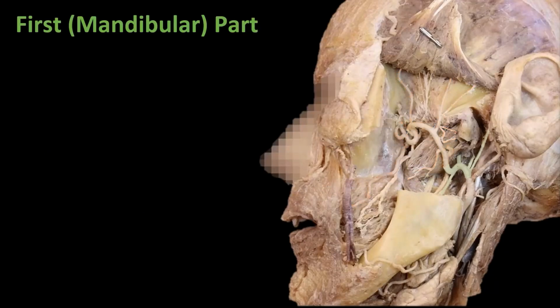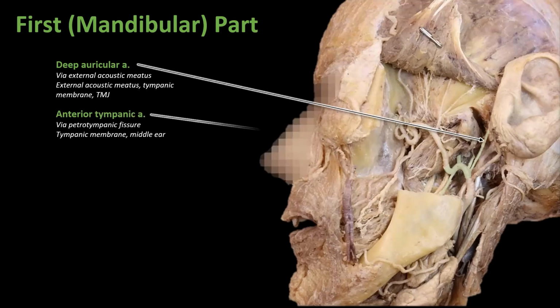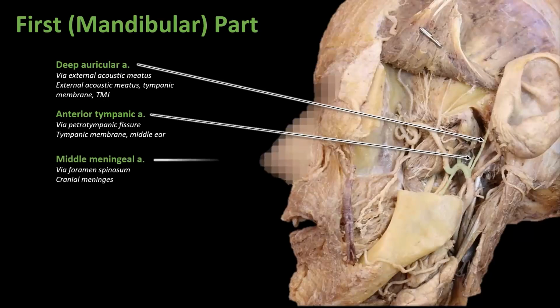All right, so let's look at our branches coming off here. Branching from the first part, we have the deep auricular, which enters into the external auditory meatus and will supply the anterior surface of the tympanic membrane and the TMJ. We have the anterior tympanic, which travels through the petrotympanic fissure along with the chorda tympani, and that will supply the middle ear and the posterior tympanic membrane.